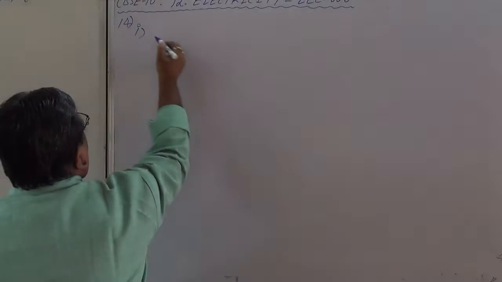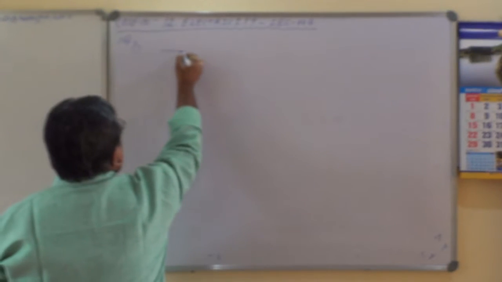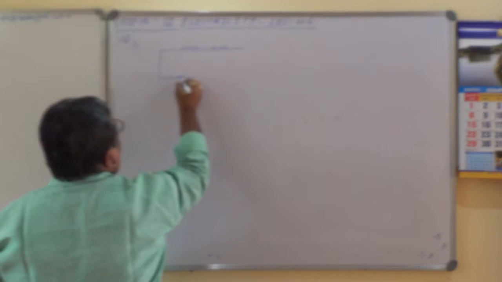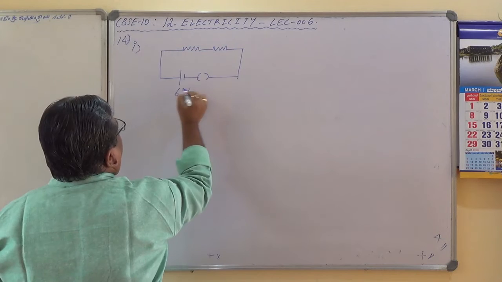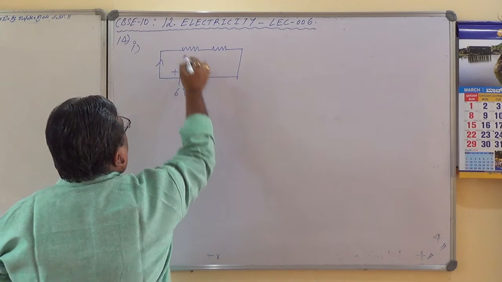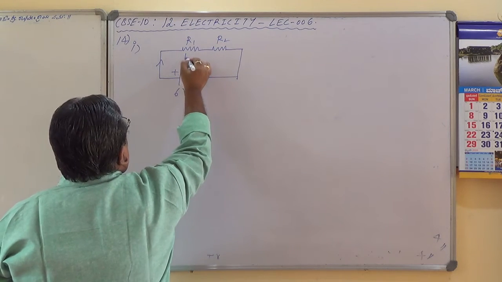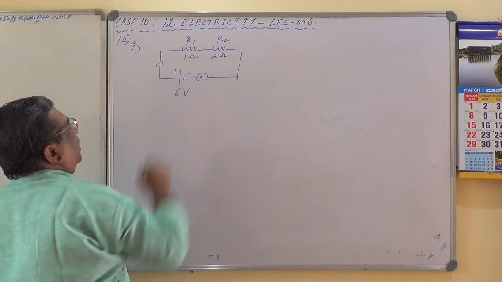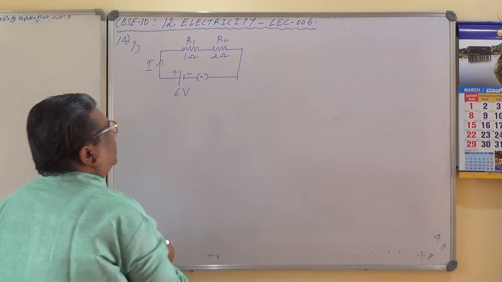14th, case 1, series combination: 6 volt battery in series with 1 ohm and 2 ohm resistor. 1 ohm and a 2 ohm resistor in series with battery 6 volt, and this is R1, R2, 1 ohm and 2 ohms. We have to calculate the power in 2 ohm resistor. So let us see how to calculate the power in 2 ohm resistor.